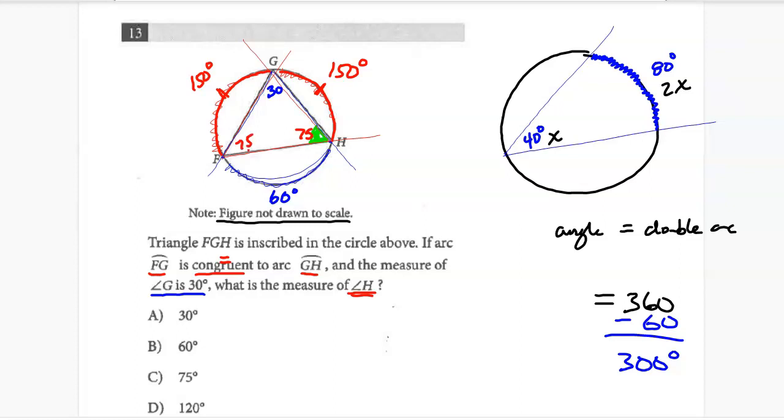Now our triangle adds up to 180. Our arcs are twice of what our angles are. The arcs are all 360. We're in great shape. Correct answer there, C.